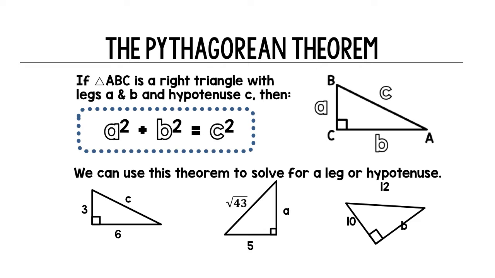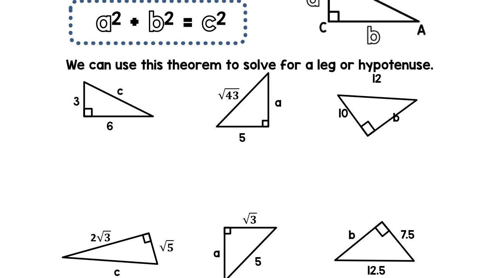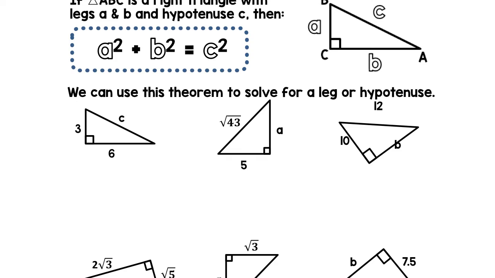Then we know that the sum of the squares of A and B, A squared plus B squared, is equivalent to C squared. So let's use that little tidbit of info to solve some problems. We can use this theorem to solve for a leg or a hypotenuse. Does not matter. As long as we know the hypotenuse, the right triangle half square here is always pointing at the hypotenuse. So we've got 3 and 6 are A and B. Doesn't matter which one they are.